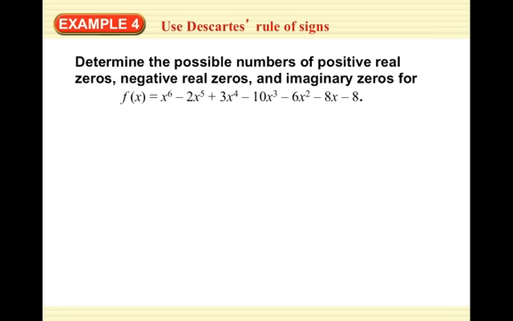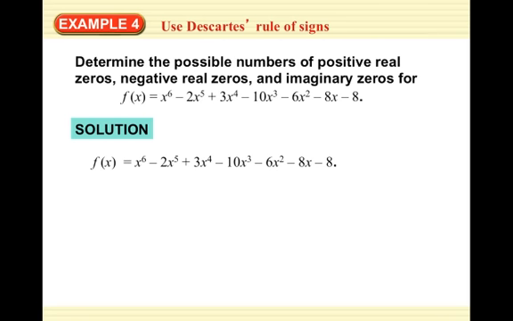All right, we're going to determine the possible number of positive real zeros, negative real zeros, and imaginary zeros for f(x) = x^6 - 2x^5 + 3x^4 - 10x^3 - 6x^2 - 8x - 8. So the total number of zeros has to be 6, but we're going to see the different possible combinations of positive, negative, and imaginary zeros that make up those 6 zeros.